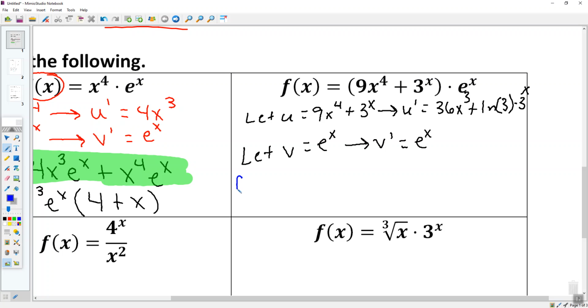F prime of x is gonna be the following. I'm gonna write as small as I can for it to fit here. Okay, what's u prime, friends? 36x to the third plus the natural log of 3 times 3 to the x. I'm gonna put that in parentheses. It's gonna be 36x to the third plus the natural log of 3 times 3 to the x times v, which is what? E to the x. There's that part, plus u v prime. So that's 9x to the fourth plus 3 to the x. And what should I do with that 9x to the fourth plus 3 to the x? Multiply it by e to the x. Okay, I probably wanna make sure I put that addition in what? Parentheses. Yeah, this is my u right here.